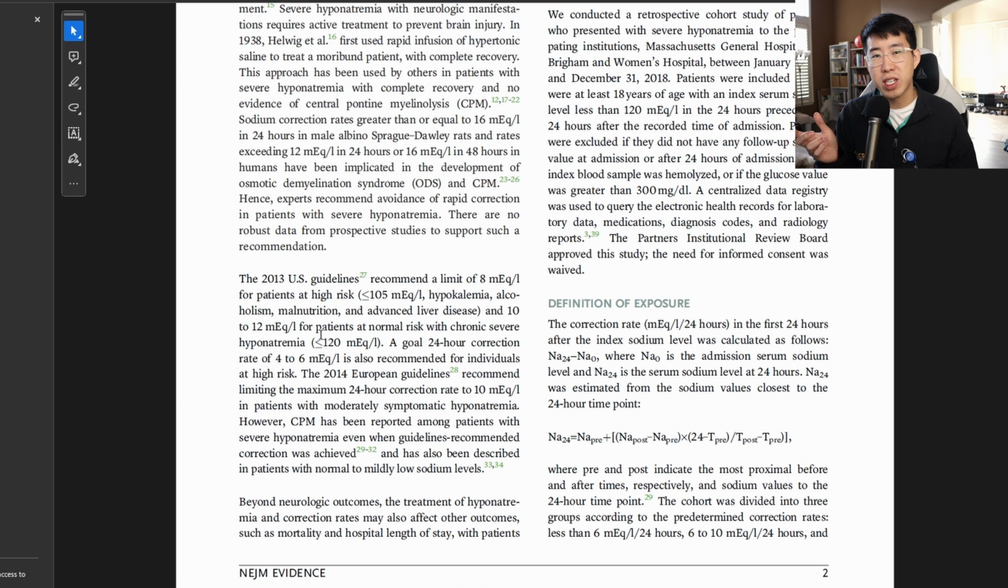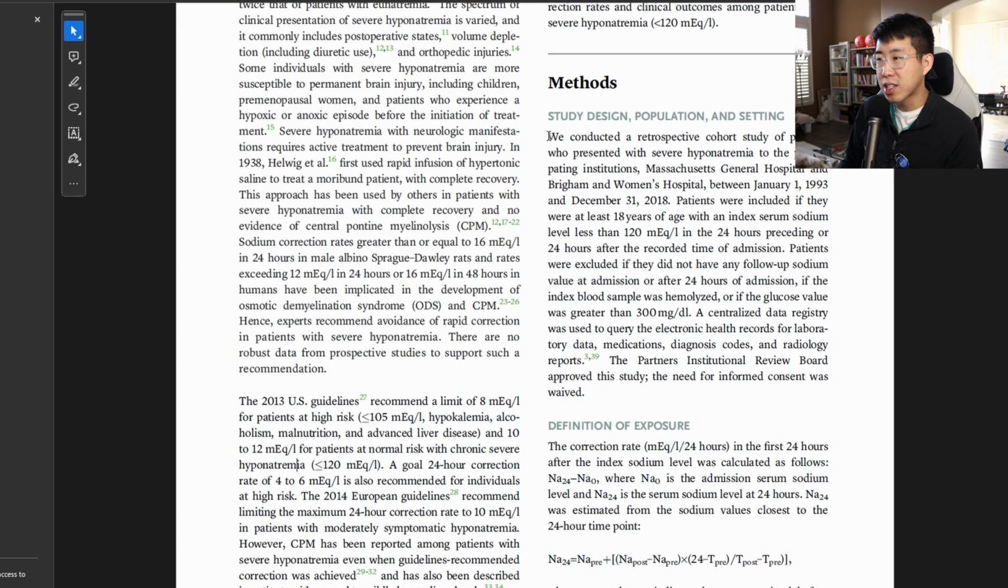It's just a lot of times we tend to be a little bit more cautious because everybody's worried about osmotic demyelination syndrome. So in terms of the methods, we conducted a retrospective cohort study of patients who presented with severe hyponatremia to Mass General Hospital and Brigham and Women's Hospital between 1993 and December 2018.